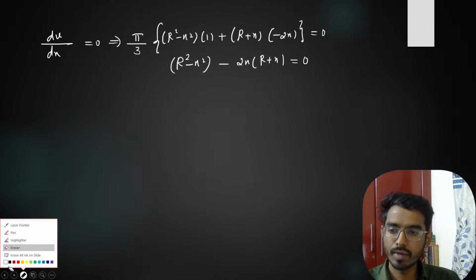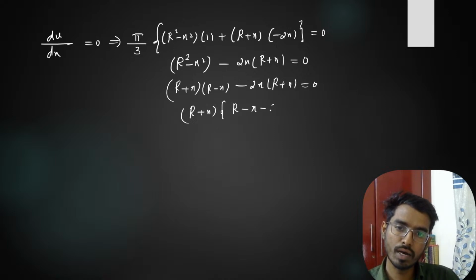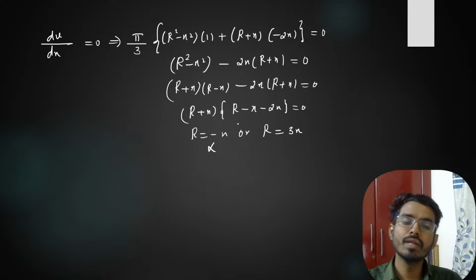R square minus x square I can write as r plus x into r minus x, minus 2x into r plus x is equal to 0. R plus x I can take outside. So we will have r minus x minus 2. That means r is equal to minus x or r is equal to 3x. This is not possible because radius cannot be negative.